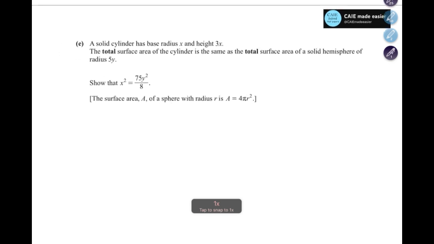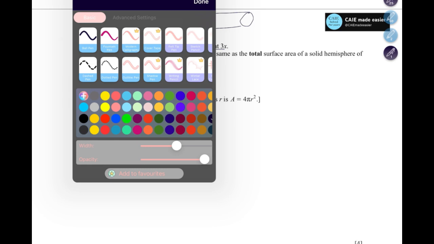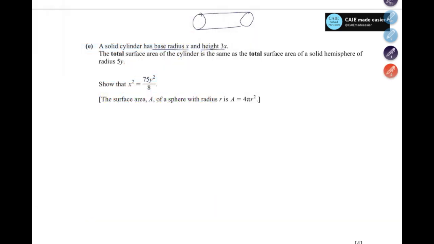A solid cylinder has a base radius x and height 3x. Okay, so we have a cylinder. This is the cylinder, right? I'll also use another pen here. Now the base radius is x, so this is x and its height is 3x.